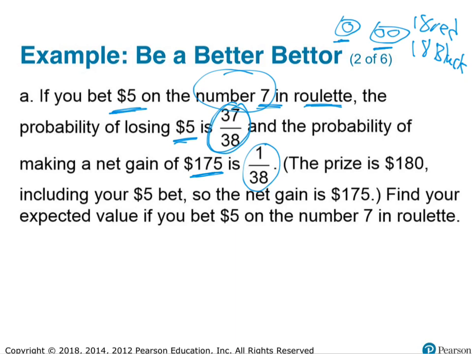So the prize is actually $180, but they take your $5 bet, so your net gain is $175. Does that make sense? We're being all scientific about this. Find your expected value if you bet $5 on the number 7 in roulette. This is the calculation the casinos live and die by. This is their baby. Expected value is the average result in the long run.